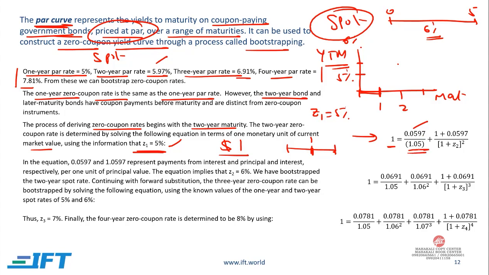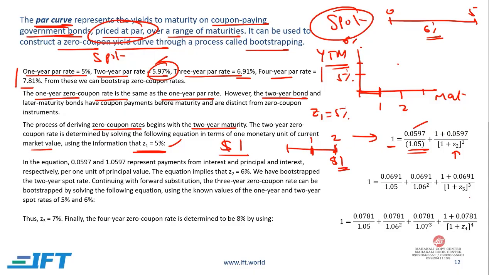This needs to be discounted at the 1-year spot rate, which is 1.05. And then we have a cash flow at the end. So at the end, there is the $1 par plus the 0.0597, which is coming from here. That is going to be discounted at the 2-year spot rate. And when this is done, we can calculate Z2.